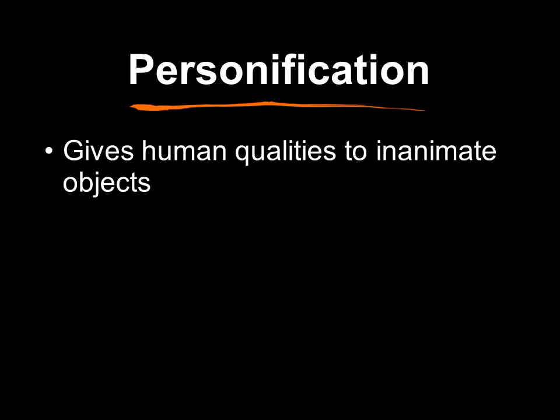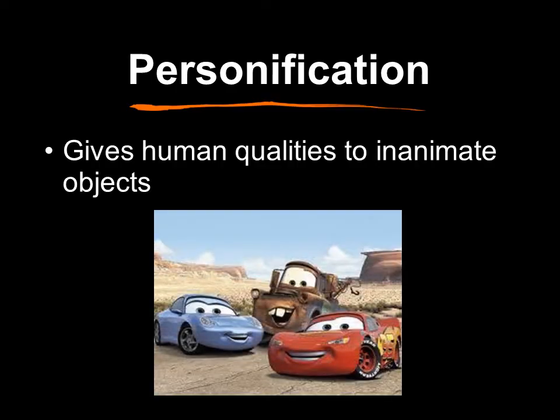Personification. Personification gives human qualities to inanimate objects, objects that are not human. An example of this would be the movie Cars. These cars can talk, and they can blink, and they have many other characteristics that a human would have.